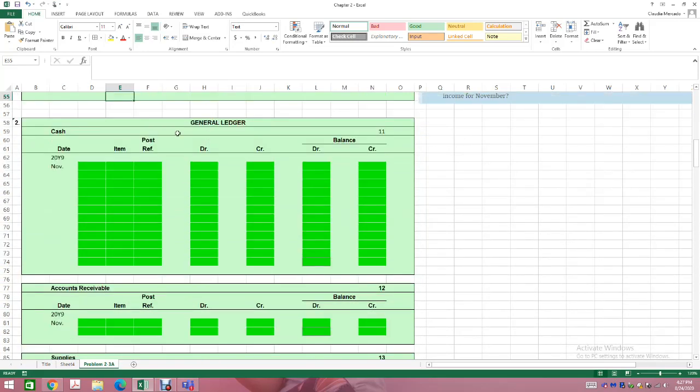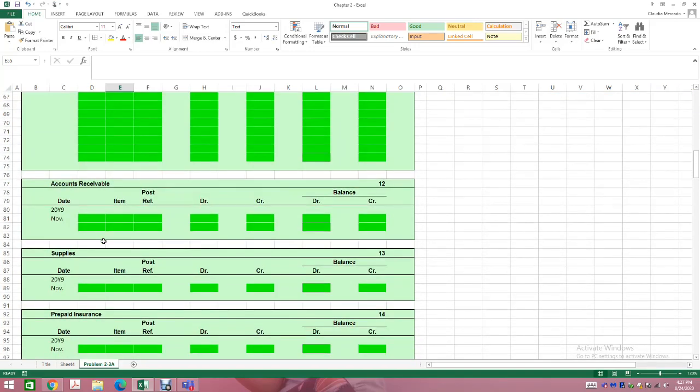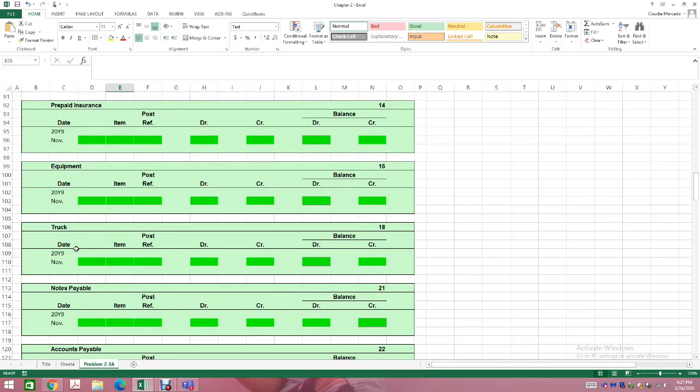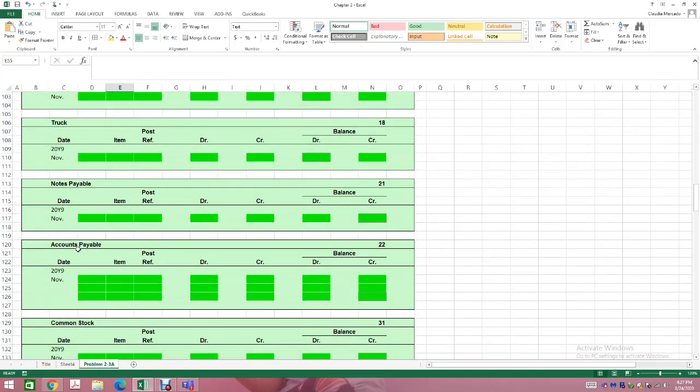Okay? And what that ledger tells us is that it gives us detailed information about all of the transactions that have posted to each account. Every account has an account number. So this is cash. Cash is account number 11. Okay? And then here you're going to post all of the transactions that got posted to your cash account in your journal. Okay? So every single account that you have will have a general ledger. One general ledger per account.